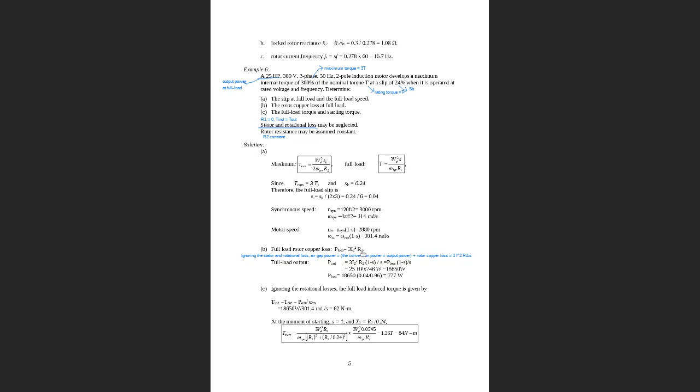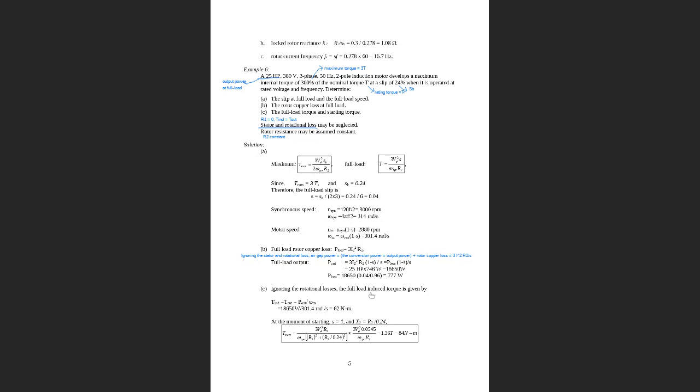So it is not necessary to calculate R2 here. We just need to find the relationship between the output power and the internal copper losses. The slip we calculated at full load is 0.04, and the output power is given as 25 horsepower. Each horsepower is about 746 watts. Therefore, the full load rotor copper losses can be estimated at about 777 watts, which is larger than 1 horsepower. That's the meaning of it.